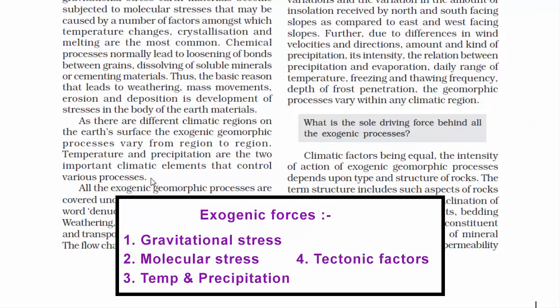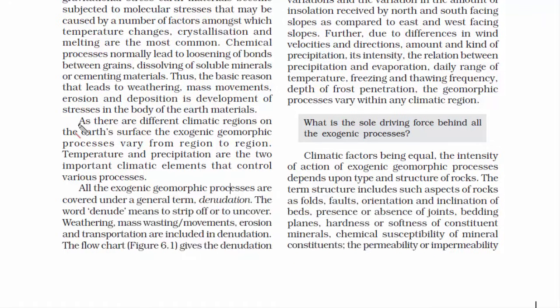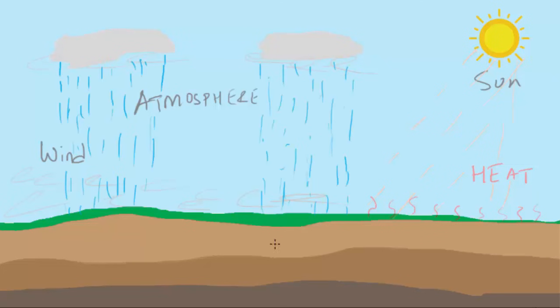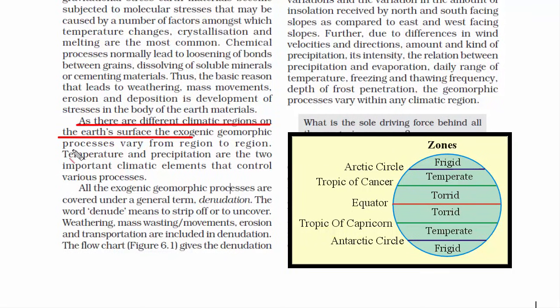So far we have read about gravitational stress, molecular stress, then temperature and precipitation and tectonic factors. So these are the exogenic forces that are constantly weathering, wearing and tearing down the Earth's surface. And not every place on Earth is facing these forces in an equal manner. They work at different speeds and in different manners because there are different climatic regions on the Earth. So exogenic processes are largely dependent on temperature and precipitation, and these two are directly dependent on climate.